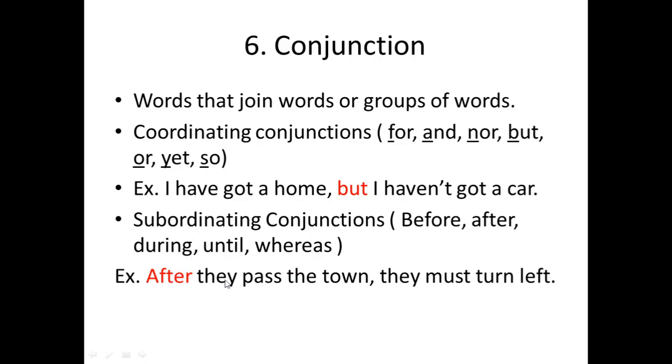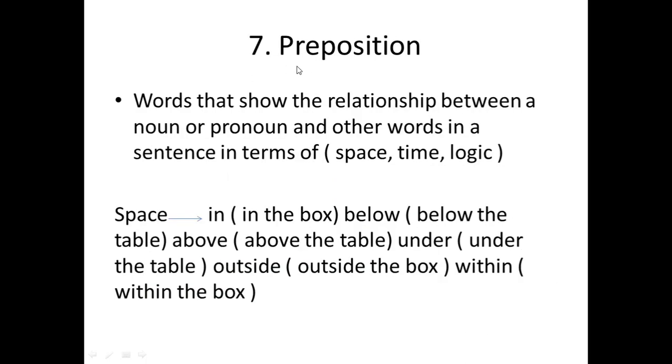An example: after they pass the town, they must turn left. You have the subordinating conjunction here. Because we have "after" here, it is of course a conjunction.